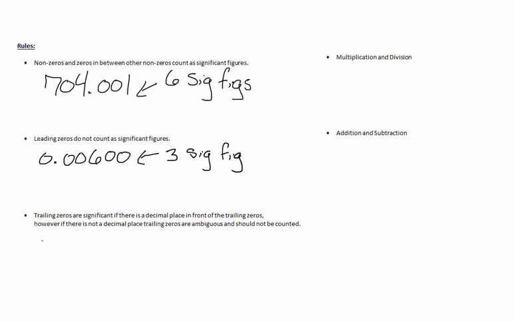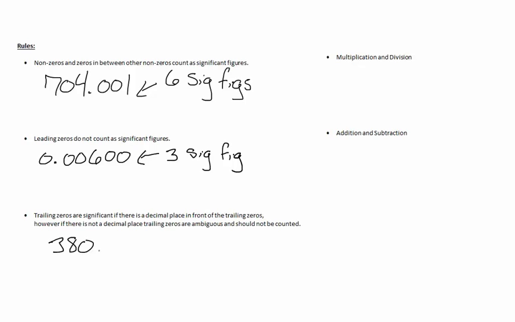The last rule we must know about significant figures is that trailing zeros are significant if there is a decimal place in front of the trailing zeros. However, if there is not a decimal place, trailing zeros are ambiguous and should not be counted. So let's look at a few examples that may apply to this rule.